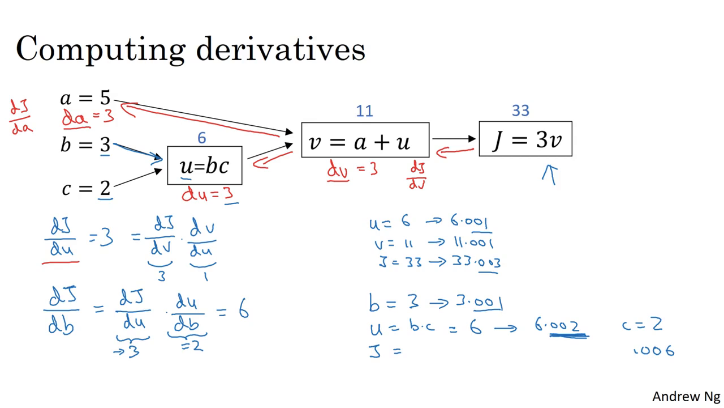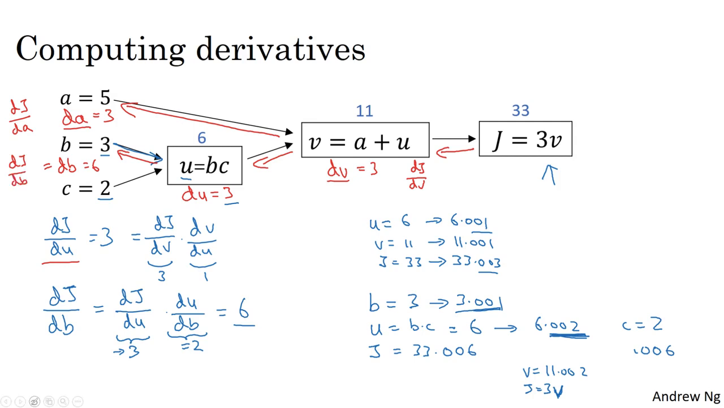And if you check the math in detail, you will find that if b becomes 3.001, then u becomes 6.002, v becomes 11.002, since v is 5 plus u. And then j, which is equal to 3 times v, ends up being equal to 33.006. And so that's how you get that dj db is equal to 6. And to fill that in, if we go backwards, db is equal to 6, and db really is the Python variable name for dj db.